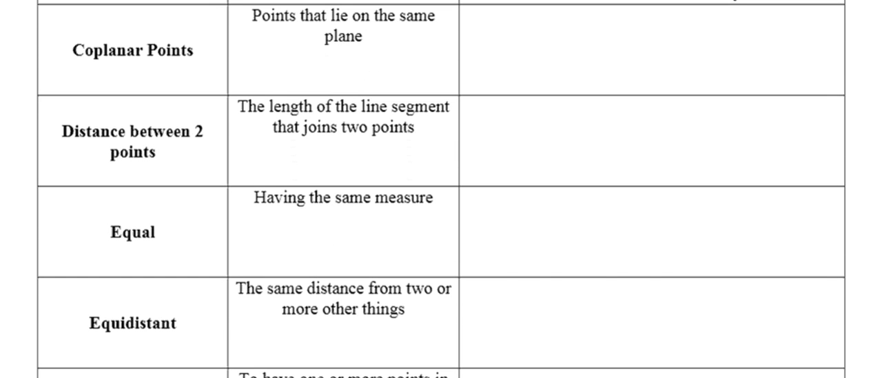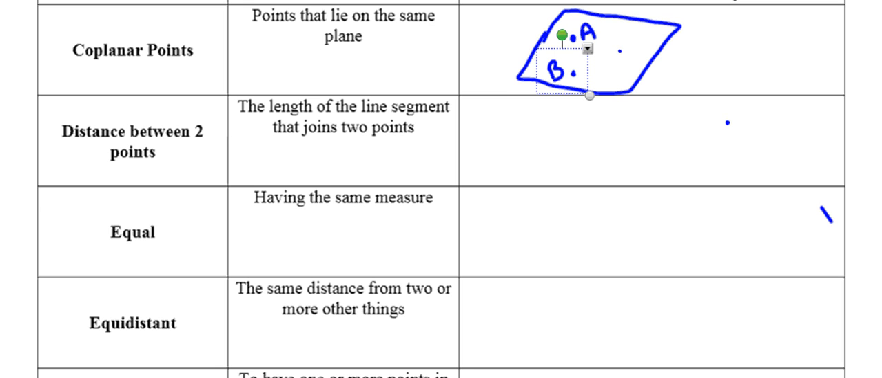Coplanar points are points that are on the same plane. I'm going to think about a plane as being a flat sheet of paper. The top of a desk, the ceiling, the floor, the roof of the building would be all good ways to think about planes. So because points A, B, and C are all on that same plane, we say that they're coplanar.